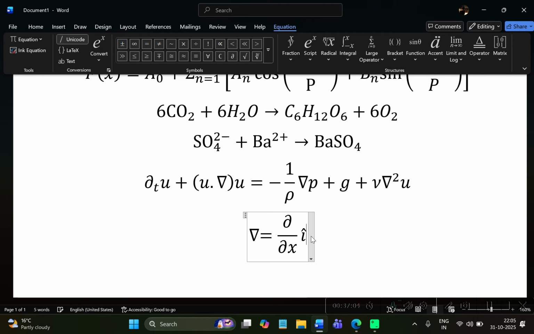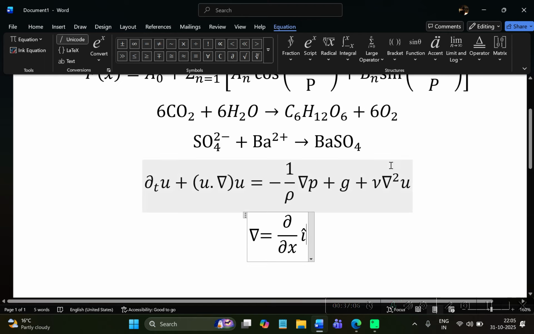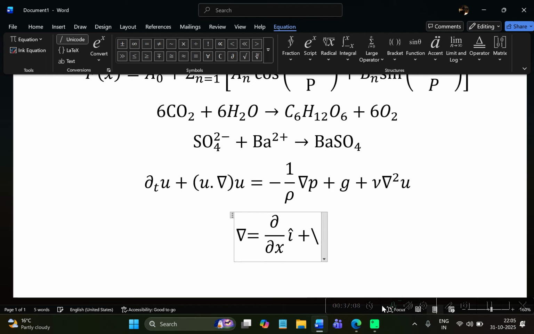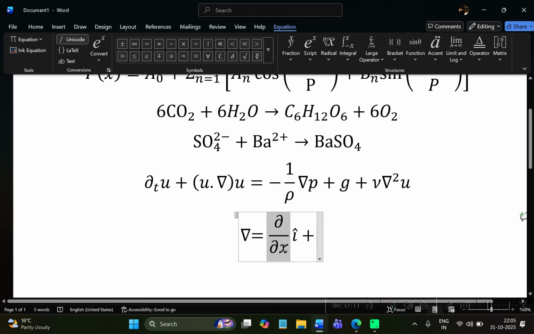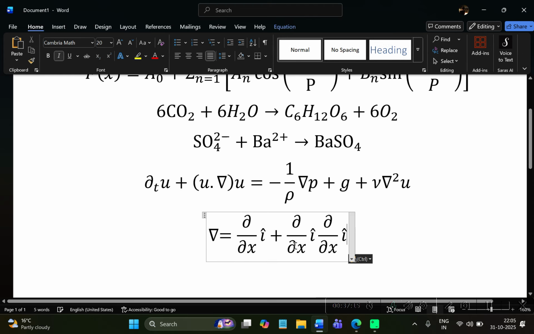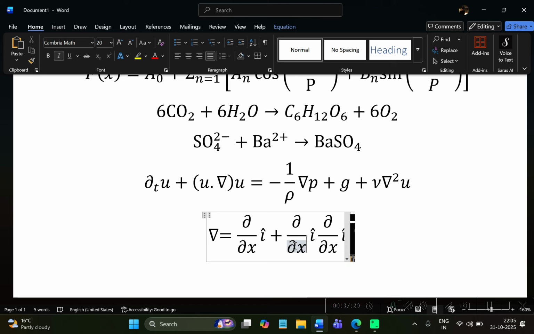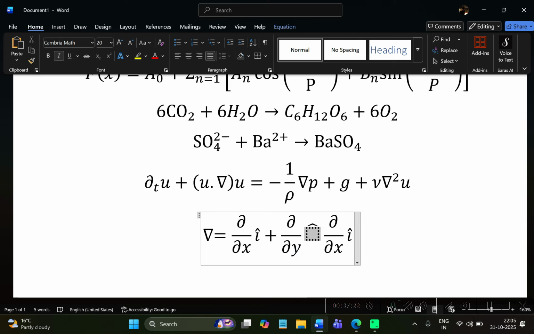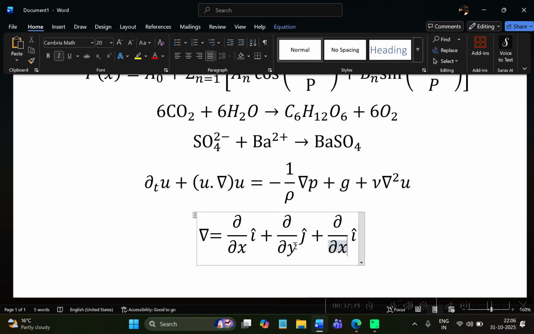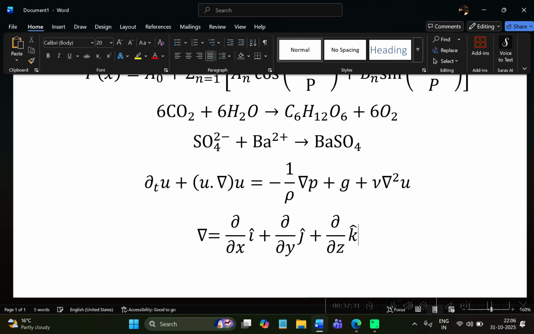Anyway, for a few things you can just use this ready-made version directly. Since you have already written this, you can just copy paste it: Control plus C, and paste it twice. So this is actually supposed to be del y, and this is supposed to be j, plus this is supposed to be del z. Oh, I'm sorry, this is supposed to be k, right?